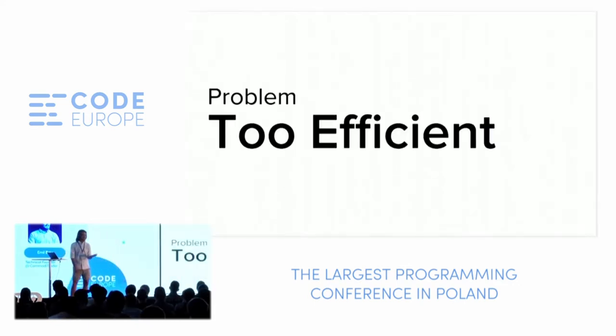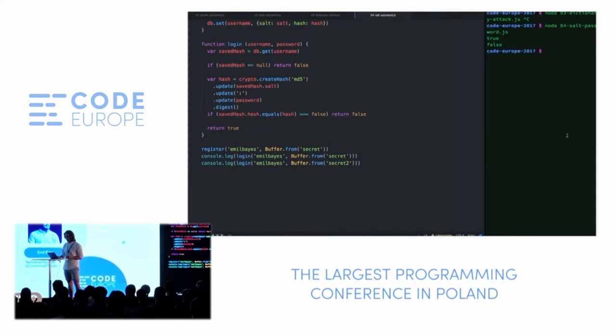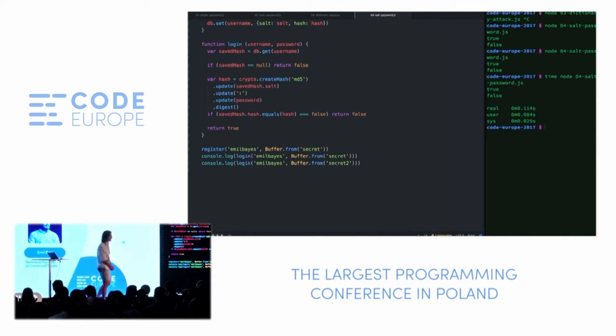Problem though, it's too efficient. You saw how fast I could run the hashing function, the small script on my computer. If you just time this, and this includes the startup time of getting Node up and running and registering the user first, you see that it's done in like 114 milliseconds. So very, very fast, which might seem nice. I mean, then you can log in users very, very quickly.